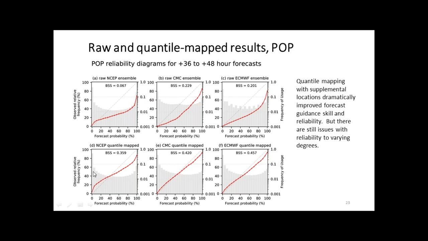Now, the gray histograms are showing you how often forecasts of any particular probability are issued. And if you look here, the NCEP ensemble has gone from issuing 100% probability about 20% of the time to more like issuing that perhaps 5% of the time. This is a log scaling here. So we've substantially decreased the sharpness in order to increase the reliability of these predictions here.